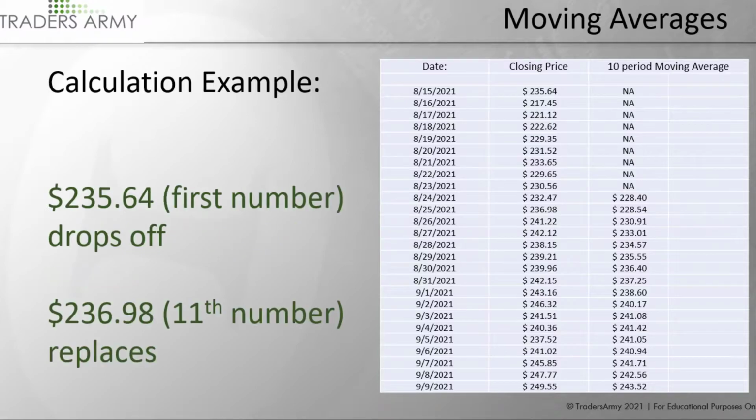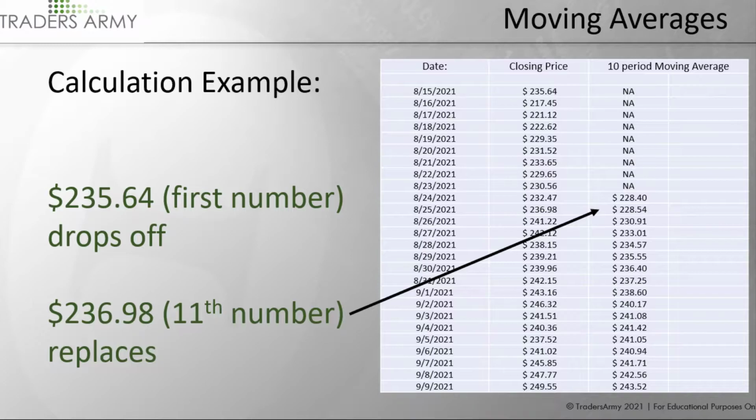But what makes it a moving average? Well, what makes it a moving average is that the next day, the first number, the 235.64, is going to drop off the calculation, and it's replaced by 236.98. Now, think about it mathematically. If you're taking an average and you drop off 235.64 and you bring in 236.98, mathematically that average is going to have to go up. And you can see here that the average goes up from 228.40 to 228.54.